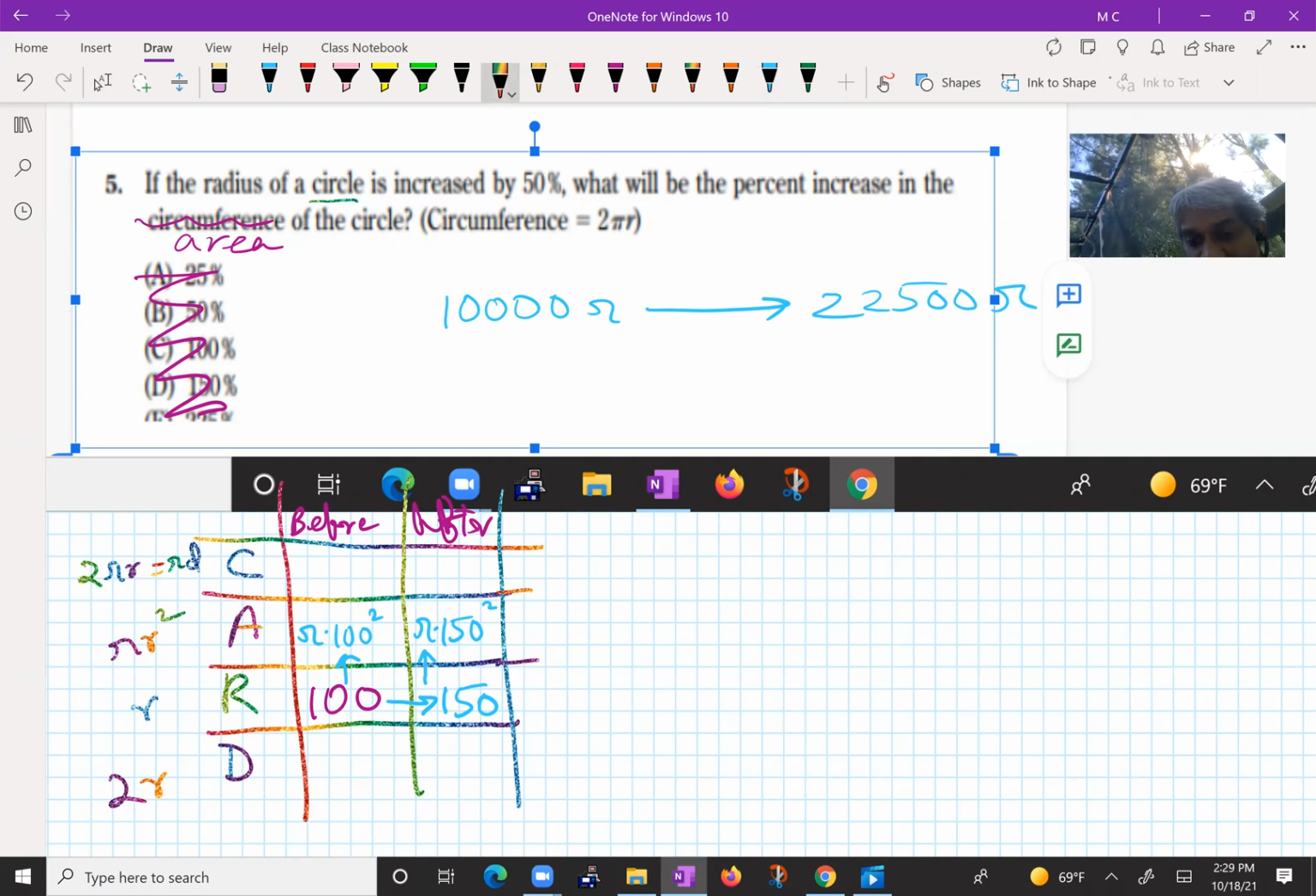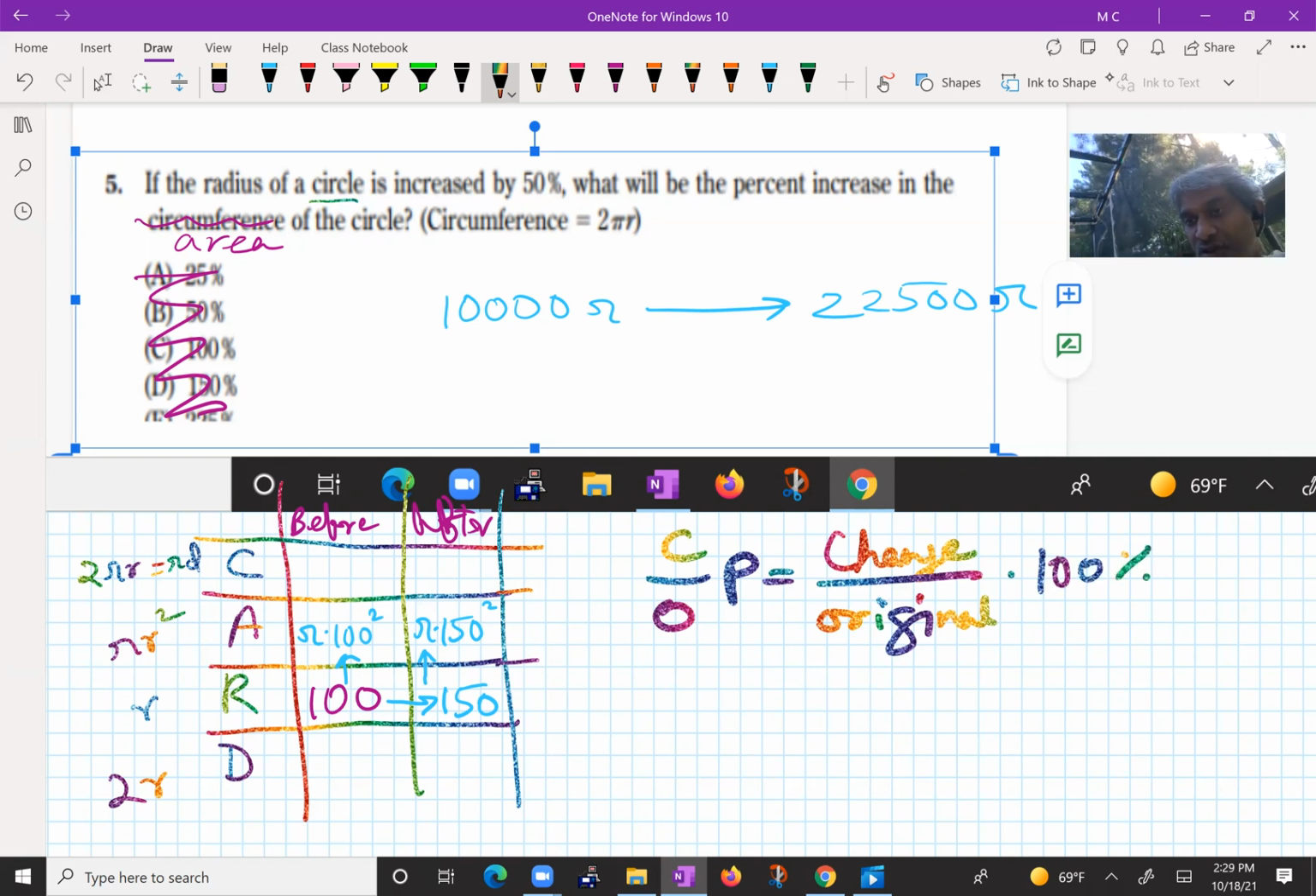So when percent change happens, you need to use this formula. I call it the COP method, C-O-P. Change over original times 100%. So you can plug it in now.